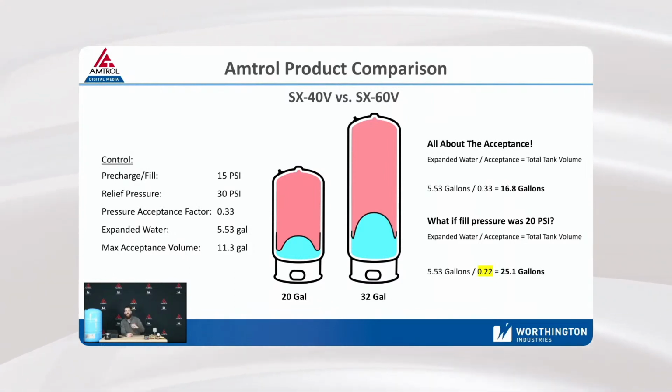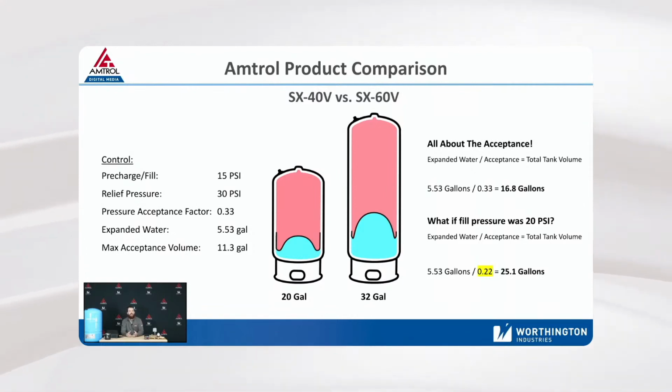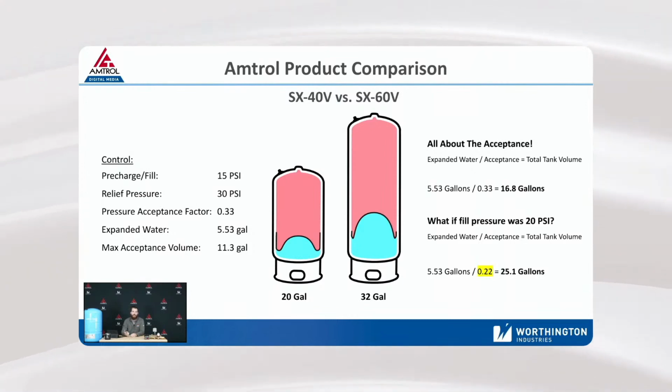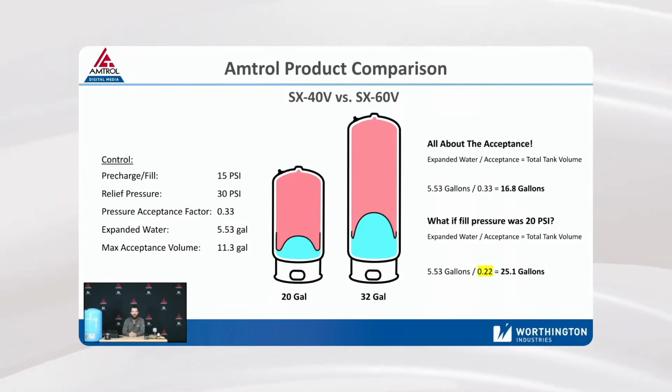So now in order to get enough space in that tank to make sure we're not increasing pressure too much and dripping the relief valve, I have to size up. So now I'm going to a 25.1 gallon tank, which if you round it up would be the SX60V, on the same exact system. All I did was I adjusted my fill pressure a little bit, and now I have a different tank size. So that's why all this stuff's so important. And you notice that max acceptance never came into play here. It was never a problem. I don't even need to worry about it. My tank sizing is based off of pressures and the volume of expanded water.